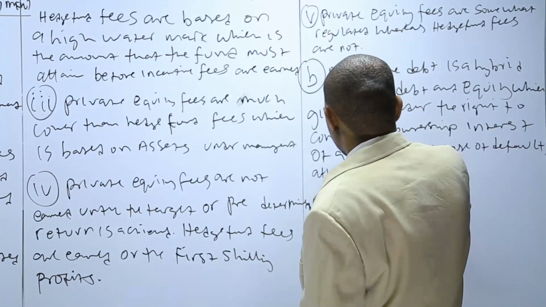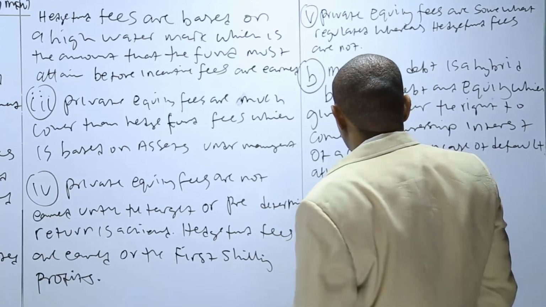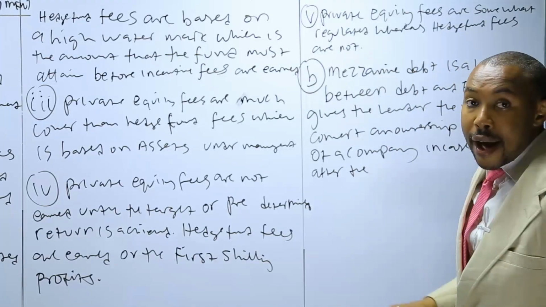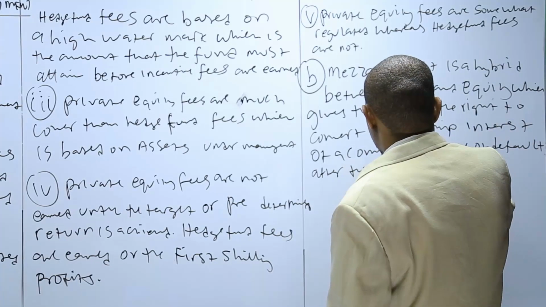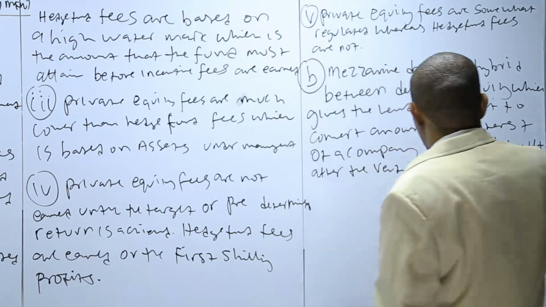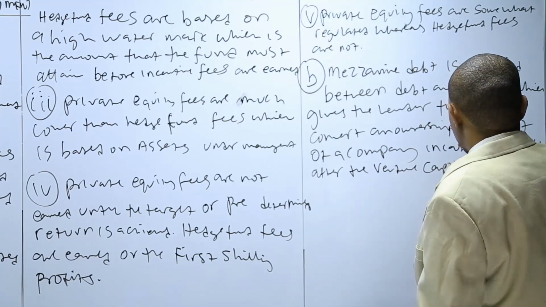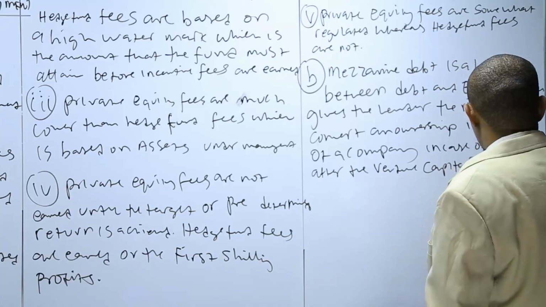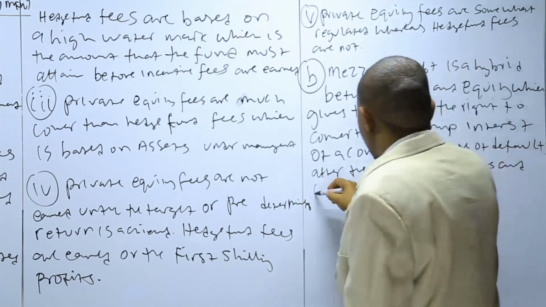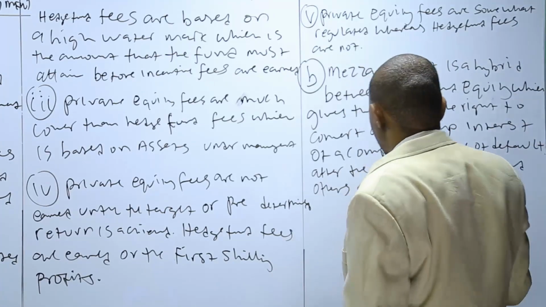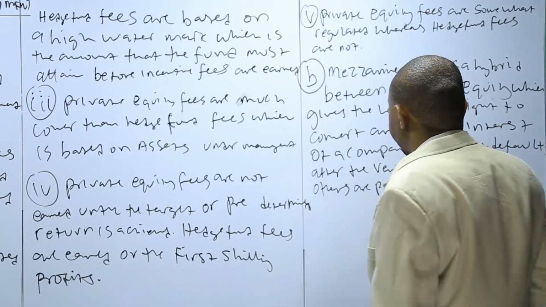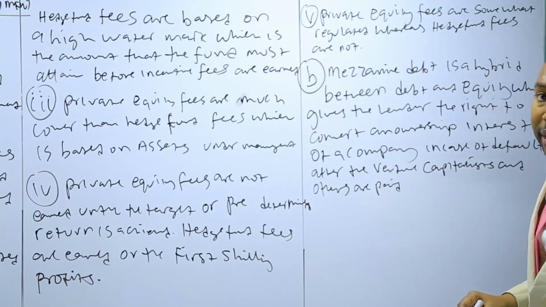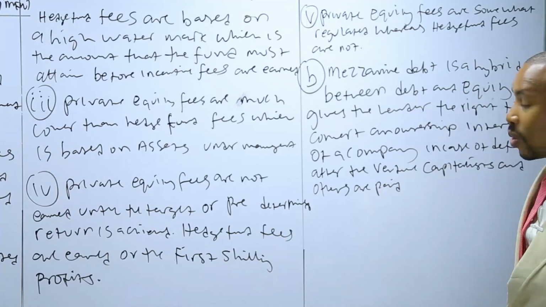After the venture capitalists and other lenders are paid. So we are saying that mezzanine debt is a hybrid between debt and equity.